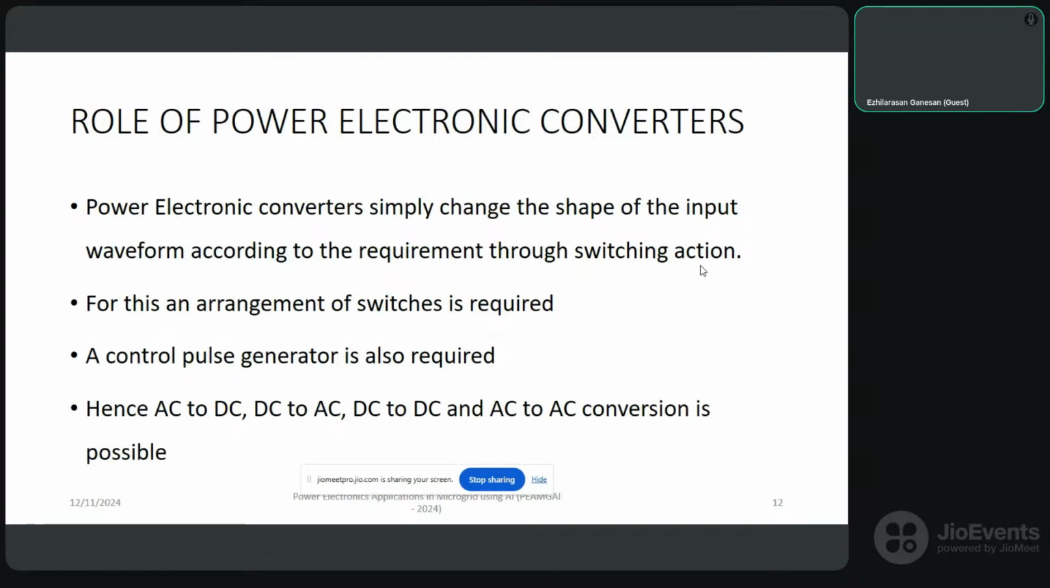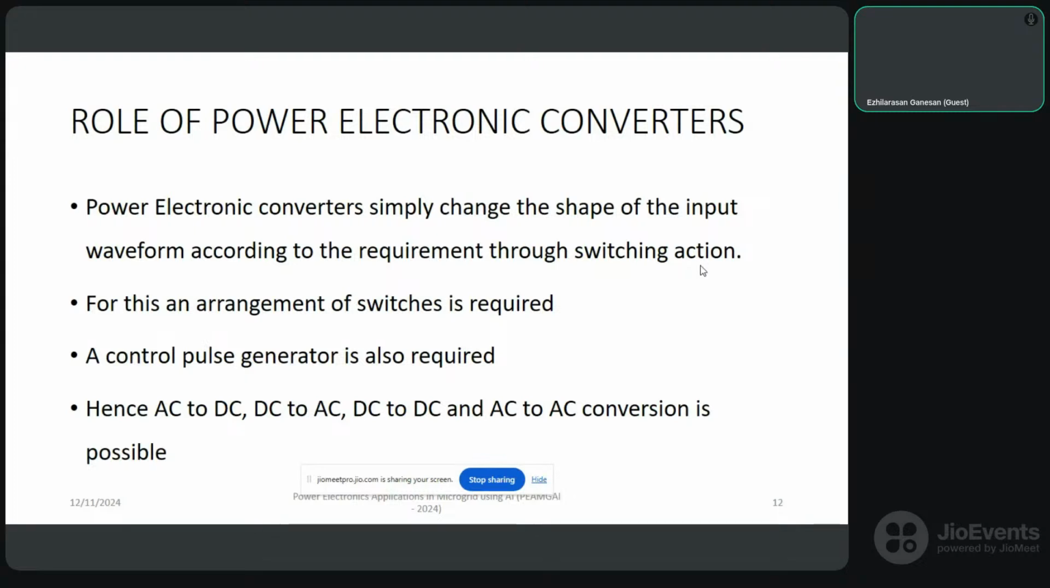For this waveform conversion, we require switches. Those switches are nothing but transistors, SCRs, all those things. Plus, we require a control pulse generator. If it is a transistor, we have to generate a base signal and give it so that the transistor will turn on. If it is an SCR, we have to generate a gate signal and give it to it. The signal may be current or voltage. For example, if it is a BJT, it is base current. If it is a MOSFET, it is the gate source voltage, VGS. Voltage will be the control for a MOSFET, and for a BJT it is current.